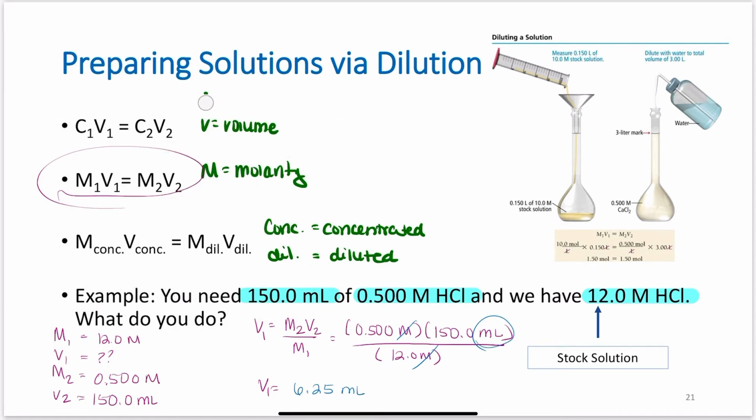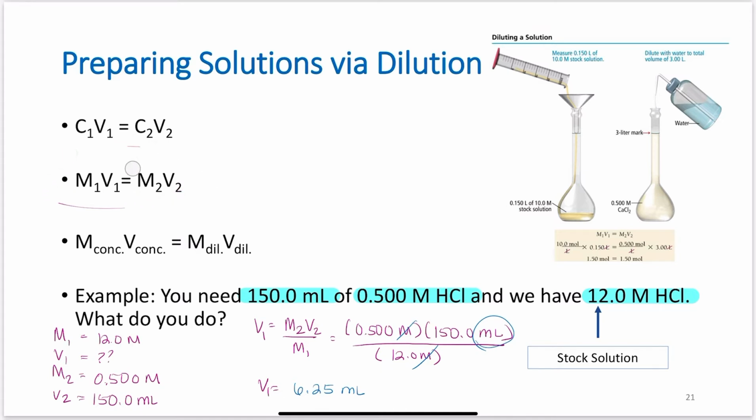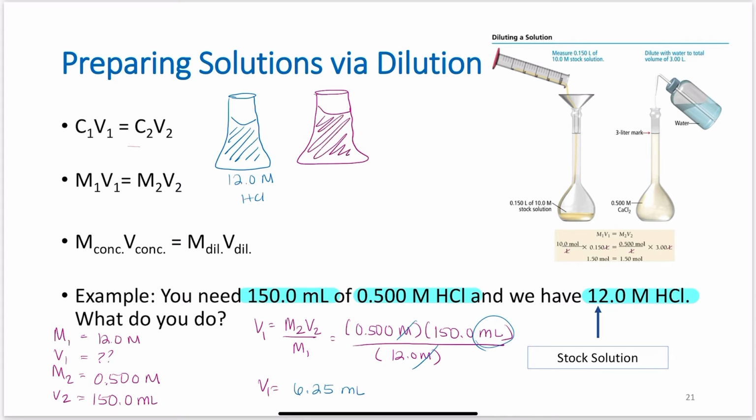So what does this mean? What do I do with this information? Well, this means that I'm starting off with a flask that's 12 molar HCl. I want a 0.5 molar solution of HCl. So I'm going to transfer 6.25 milliliters of that 12 molar solution into a new volumetric flask. Truthfully, I'm going to add some water to it and then add acid to it and then fill it up to the top, but we'll get to that when you get to lab. And I'm going to make a total of 150 ml solution.